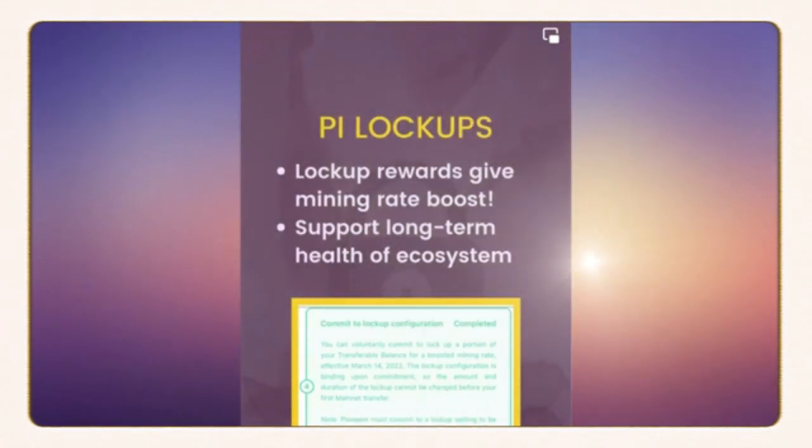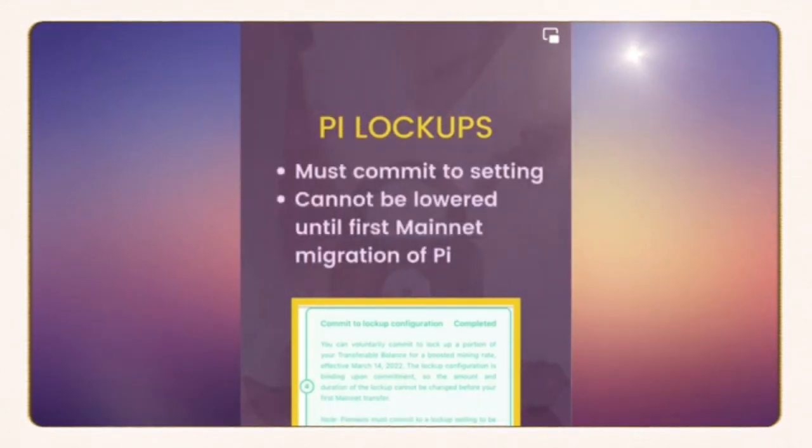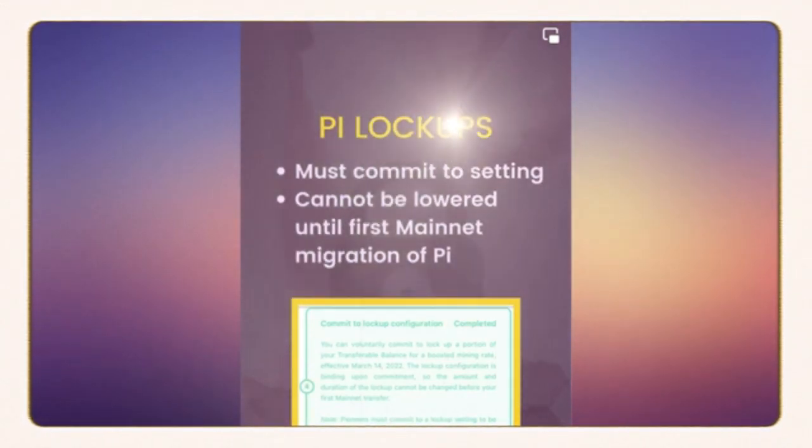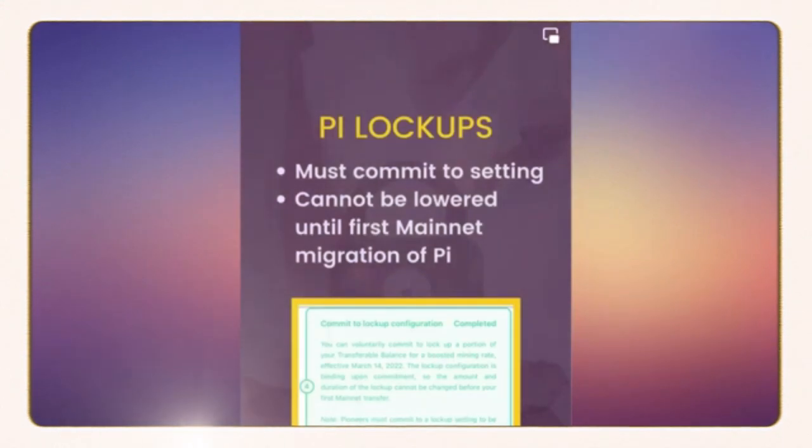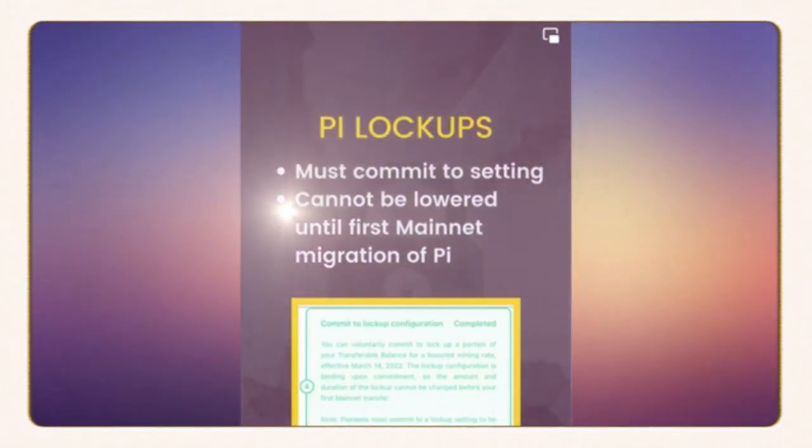It is an important decentralized macroeconomic mechanism, especially in the early years of the open network when utilities are being created. More information about the lockup reward is available in the new chapters of the updated white paper released on December 28, 2021. While Pi lockups are voluntary, you must commit to an initial lockup setting to complete step 4 of the MAINNET checklist. The binding aspect of your lockup setting means that the lockup amount and duration cannot be lowered before the transfer of your balance to the mainnet.